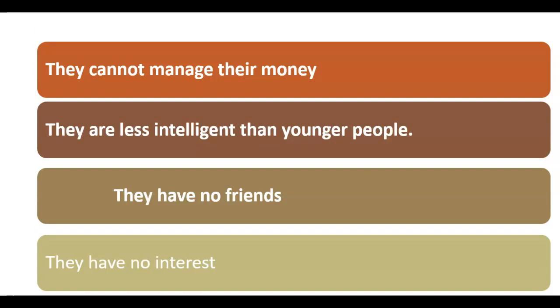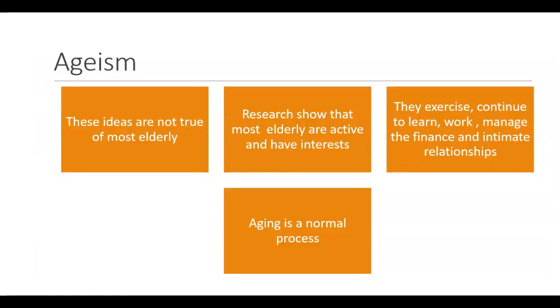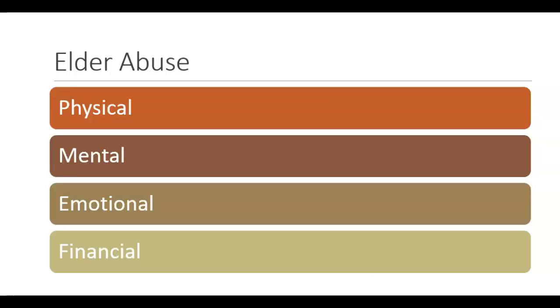They cannot manage their own money. They are less intelligent than younger people. They have no friends, and they have no interests. These ideas are not true of most elderly. Research shows that most elderly are active and have interests. They exercise, continue to learn, work, manage their finances, and have intimate relationships. Aging is a normal process. Elder abuse can be physical, mental, emotional, or financial.